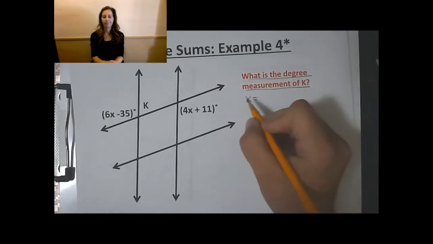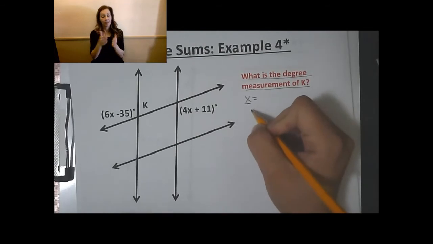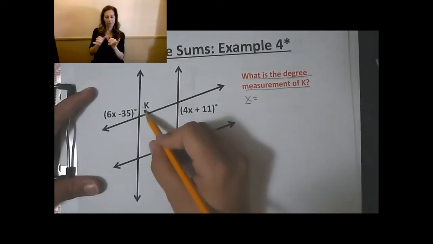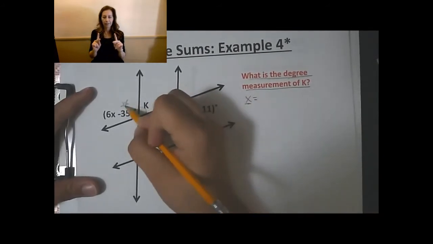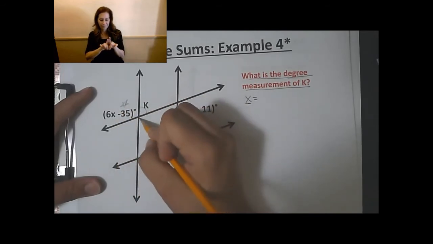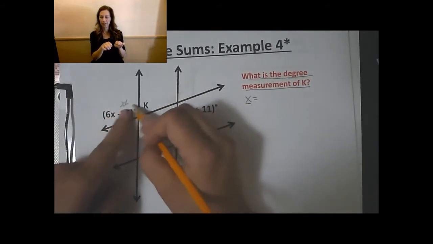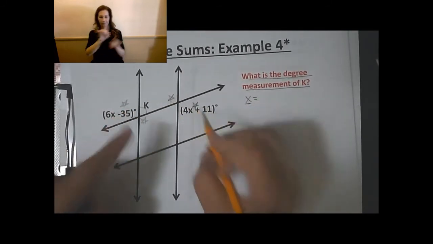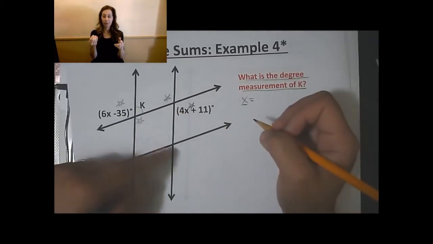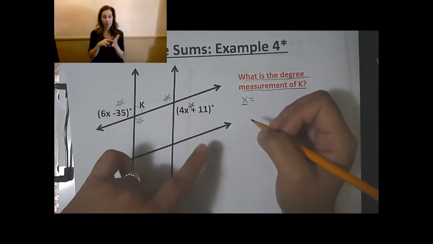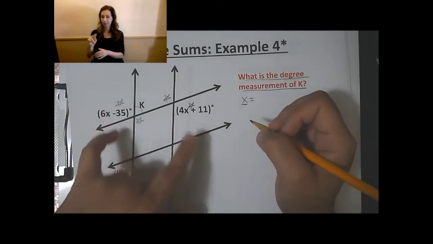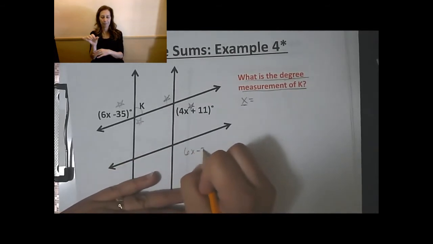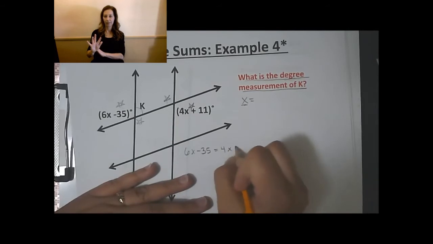Alright, so I asked you to just find the value of x before we actually find the degree measurement of this angle. I'm going to use stars. This star represents this equation. It's vertical to this one, so they're congruent. Top left over here, top left, star, star. They land in the same spots, so they're corresponding to each other. That means they're congruent. They should equal the same. So down here, I'm going to write 6x minus 35 equals 4x plus 11.